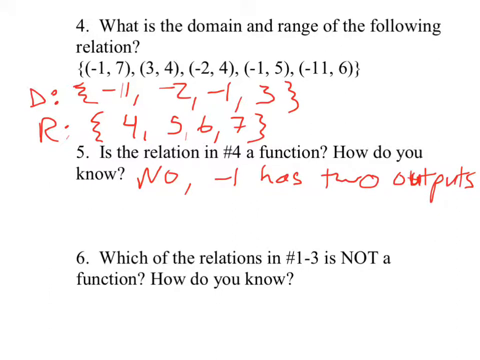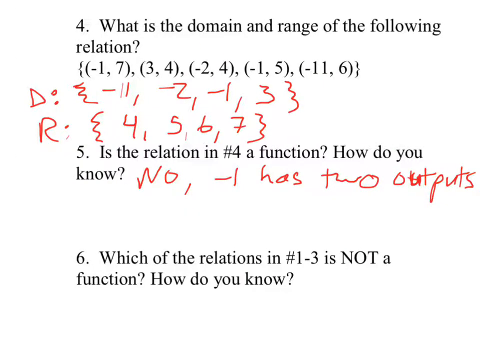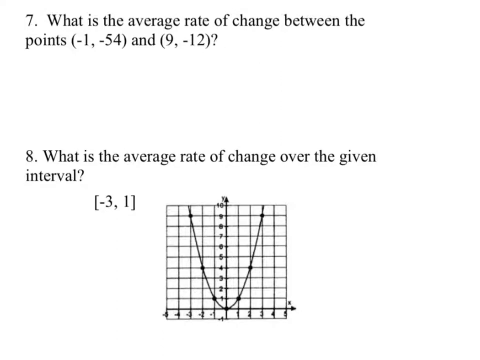Which of the relations in 1 through 3 is not a function? Well, that's actually really easy to look at. Number 3, if you do your vertical line test, which you can do everywhere, right here at x equals 4, there's multiple y values, and so it's going to be number 3 because x equals 4 has multiple y values. Or you could say it doesn't pass the vertical line test, which is exactly what that says, just in different words.